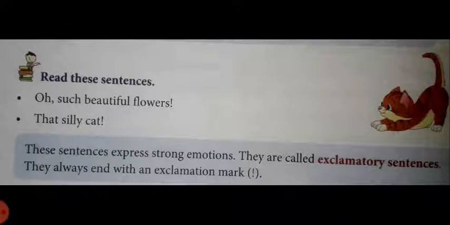Next, exclamatory sentences. These sentences express strong emotions, so they are called exclamatory sentences. They always end with an exclamation mark. Just see the exclamation mark. Oh, such beautiful flowers! That's a silly cat! Strong emotions or strong feelings. Wow, ah, ouch, oh, these are your strong feelings. So it is called an exclamation mark or exclamatory sentences.